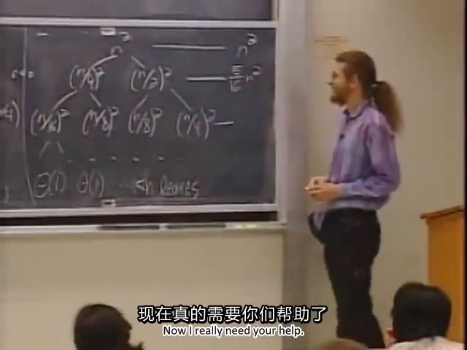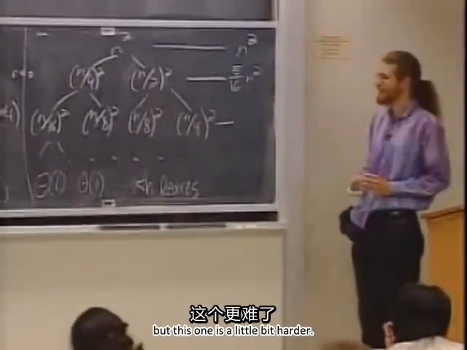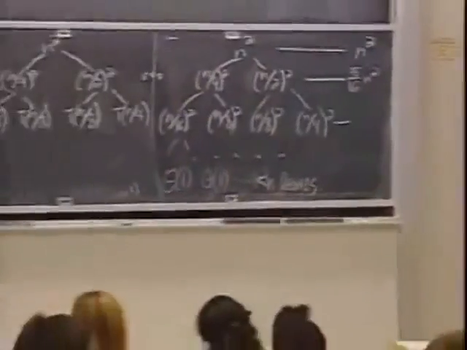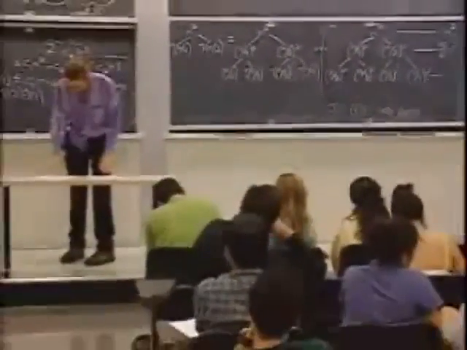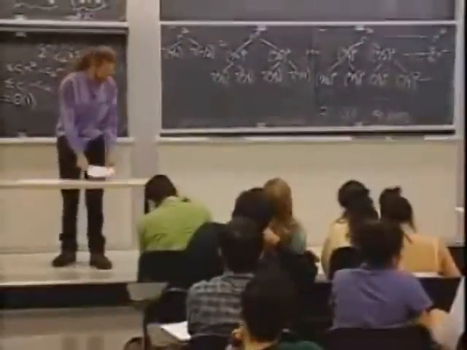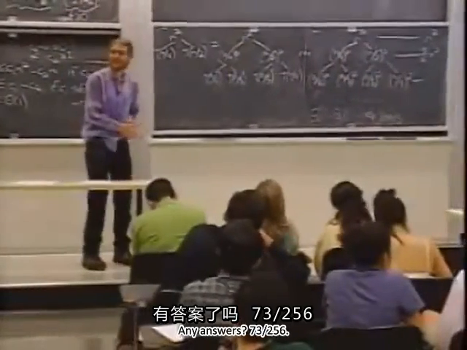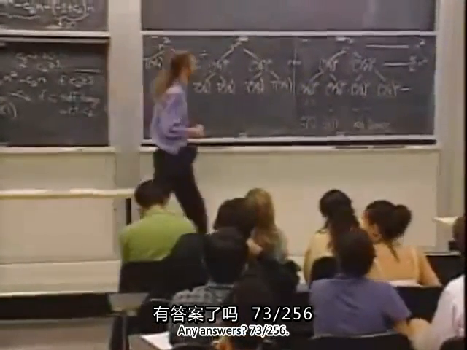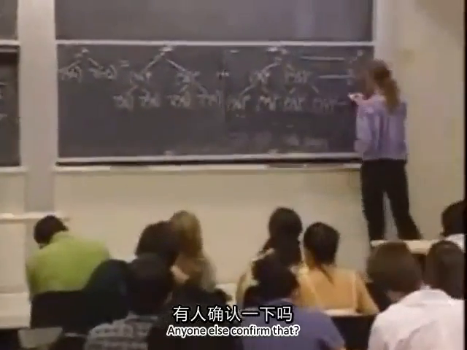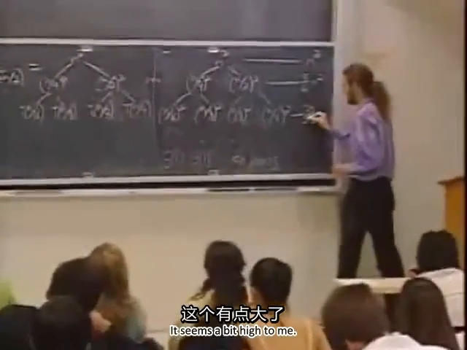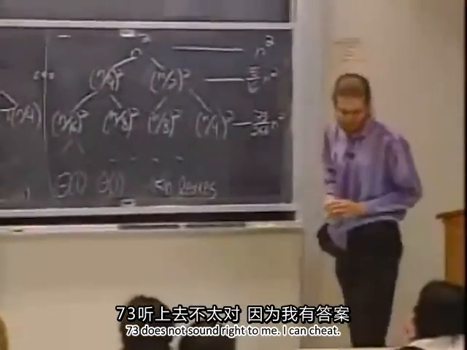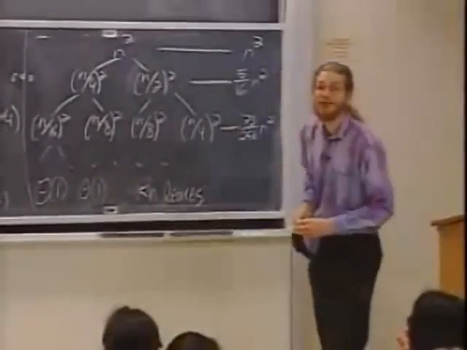Okay, now I really need your help. I think that one I could have done, but this is a little bit harder. I'll go look at my notes while you compute that. Where did I? Any answers? 7 over 256? 73 over 256. Anyone else confirm that? That seems a bit high to me. 73 doesn't sound right. I could cheat. 64.